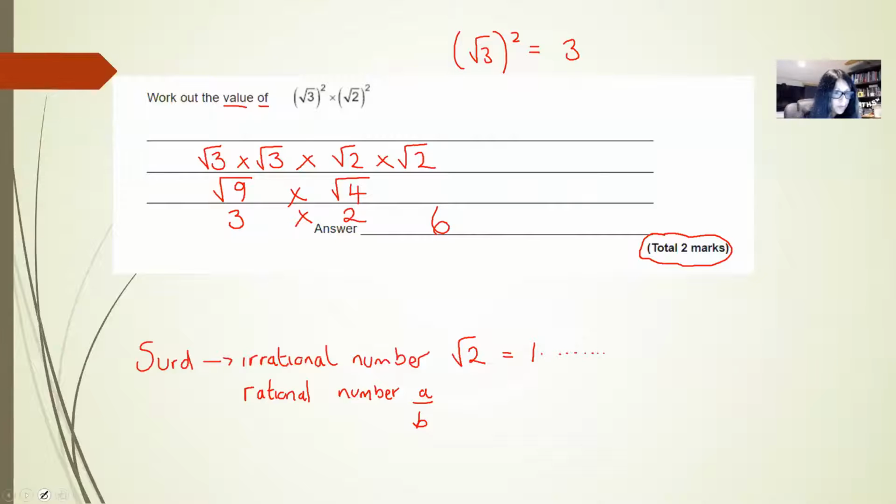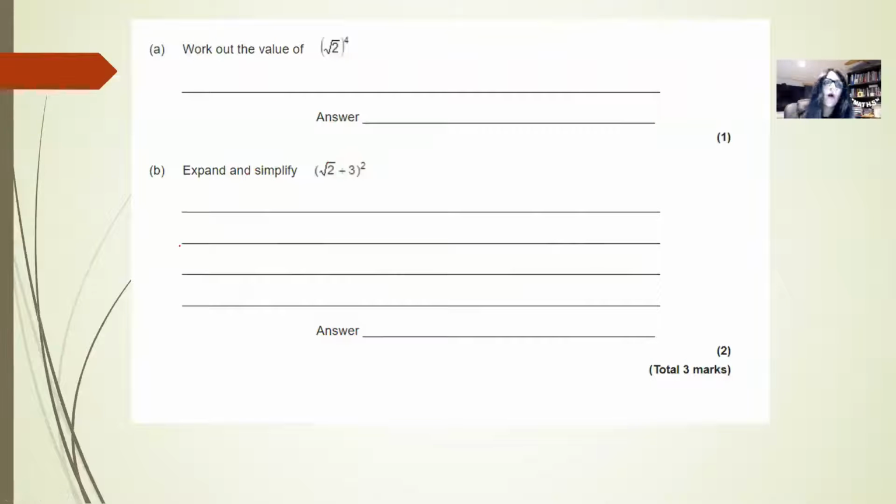Brilliant. Okay, next question. Work out the value of root 2 to the power of 4. So again, that means root 2 multiplied by itself 4 times. 1, 2, 3, 4. So root 2 times root 2, think back to the last question, is just 2. And then root 2 times root 2 again is just 2. So 2 times 2 is 4. That's my answer for 1 mark.